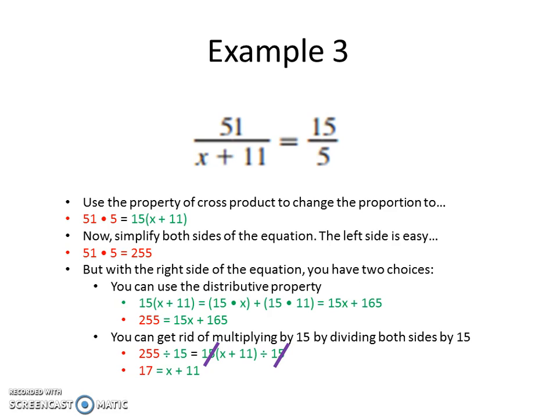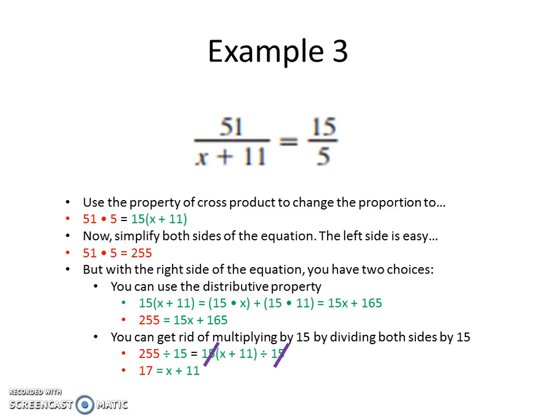So now I want to simplify my equation. The left side is easy because all I have to do is 51 times 5 to get 255. But with the right side of the equation, you can do two things. You can either use the distributive property, which we learned about a couple of chapters ago, where we multiply 15 by x and 15 by 11 to get 15x plus 165. So then I have the equation below of what it would look like.